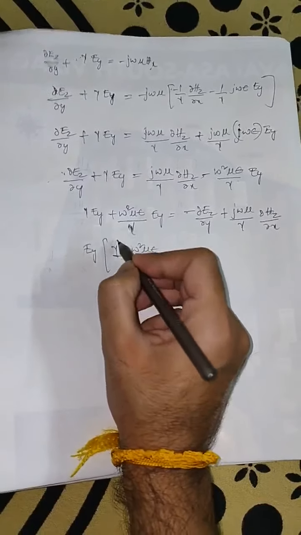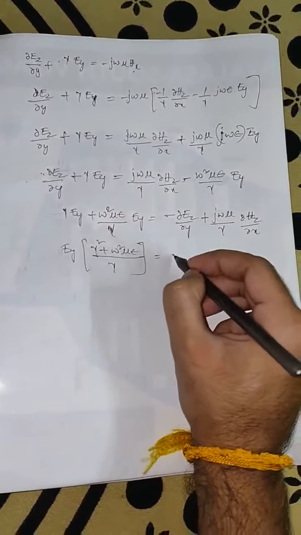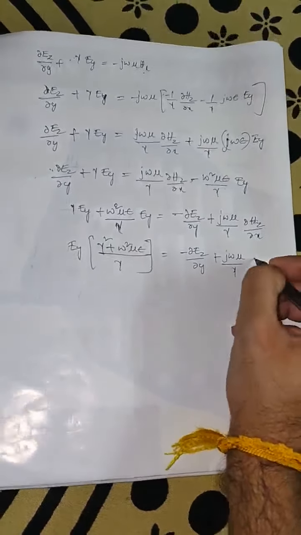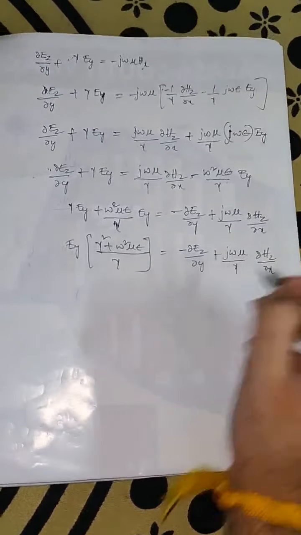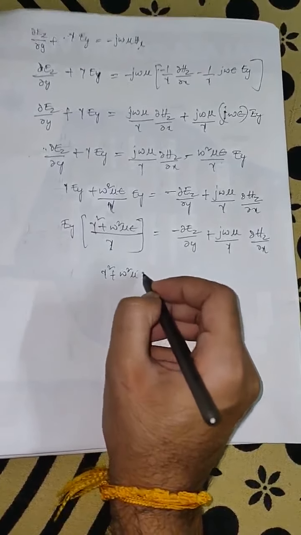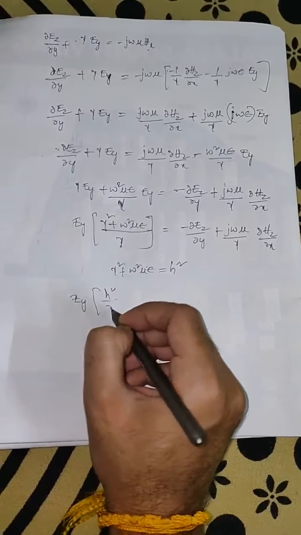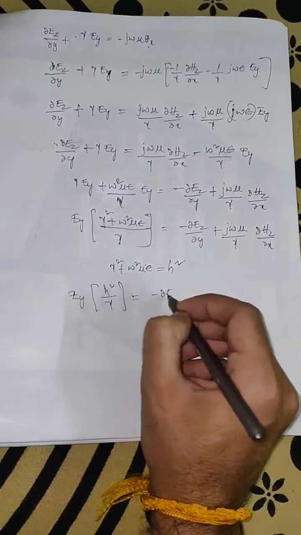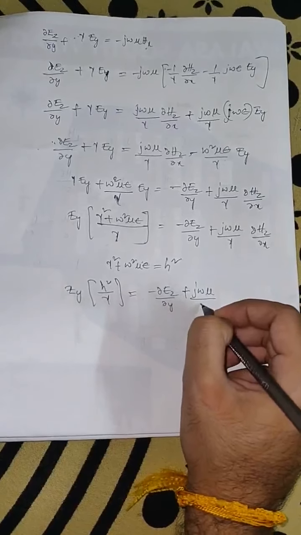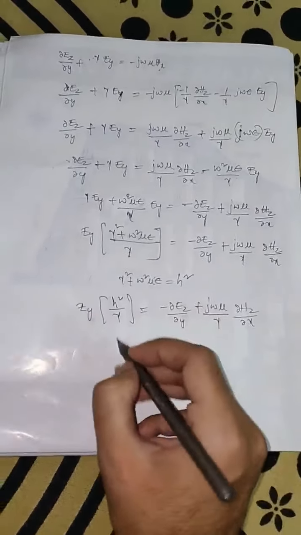So if you take the LCM, then we'll get this term like this. Minus ∂Ez/∂y plus jωμ/γ ∂Hz/∂x. So this can be written, since γ² + ω²με can be written as h², so Ey h²/γ equals minus ∂Ez/∂y plus jωμ/γ ∂Hz/∂x.